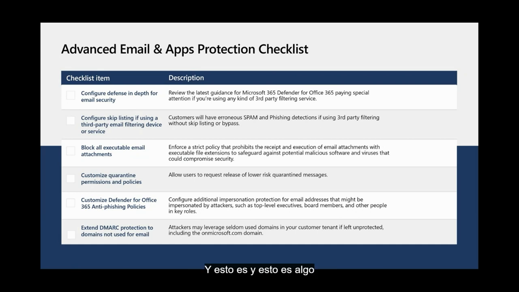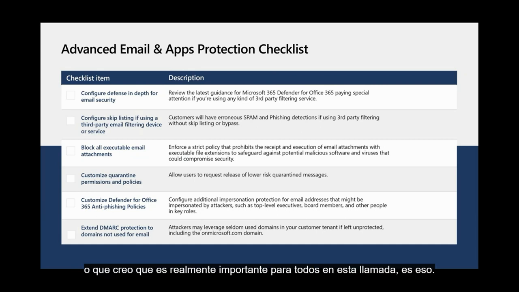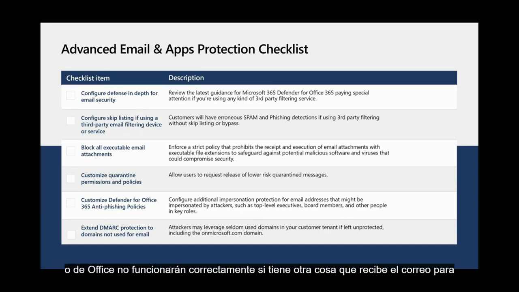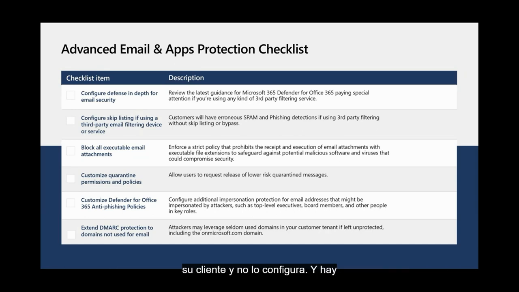And this is something that I think is really important to everyone on this call: Defender for Office 365 and Exchange Online Protection will not work properly if you have something else receiving the mail for your customer and you don't configure for it. And here's why. If there's a third-party filtering device receiving mail for your customer and then passing it to Microsoft 365, it's going to interfere with the detection algorithms and give false positives for spam, bulk email and potentially phishing, as well as false negatives for things that should stop.